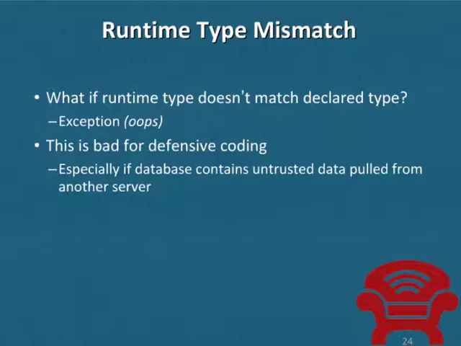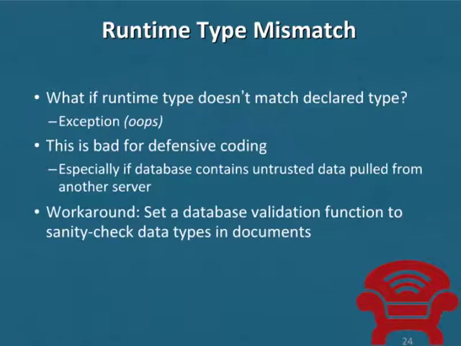In that case, it would be kind of nasty if your application could suddenly start throwing exceptions or crashing because somebody pushed a value that had an unexpected type. The best workaround for this is actually a regular Couchbase CouchDB feature, which is that you can set a validation function in your database in a design document, which is a function that will get called on every document that is going to get inserted in, either locally or through replication.